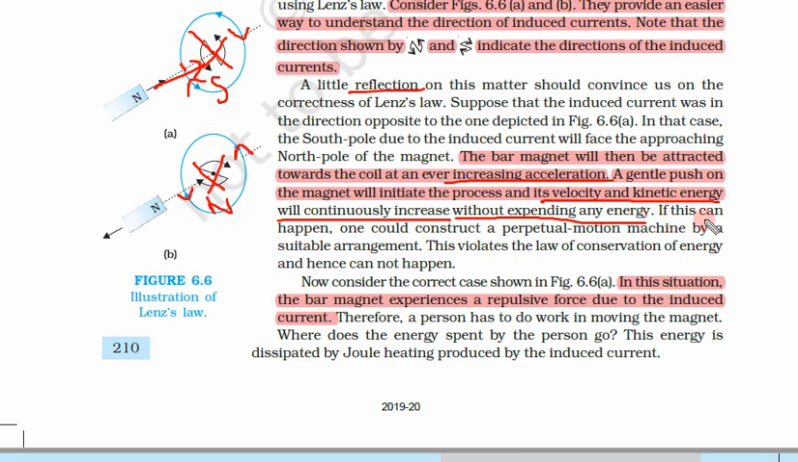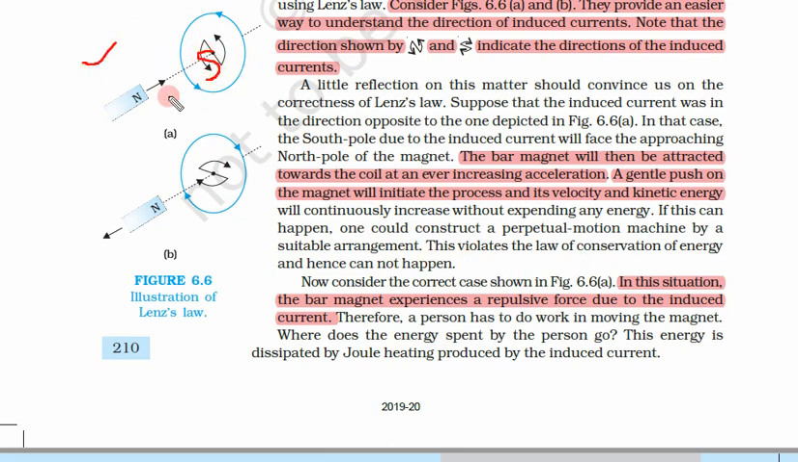That is not possible. If it could happen, one could construct a perpetual motion machine, that we are not going into. But the problem is that this violates the law of conservation of energy, hence it cannot happen, because energy keeps on increasing without pushing anything. So we are not working, but energy is increasing. So this will not happen. Now let us consider another case. So S cannot be here, because in that case the magnet will keep on going towards this side without any work done. Now let us see the normal case, which is the correct case.